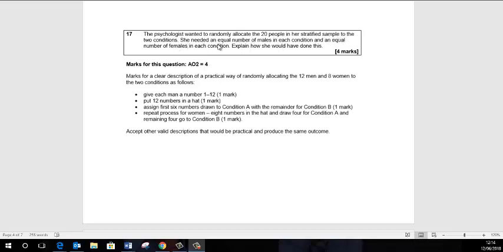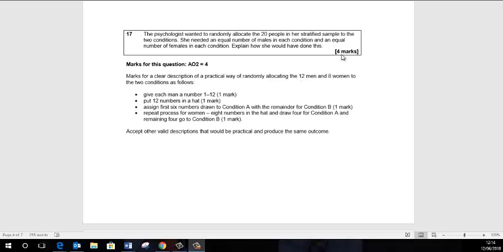Okay, so this question is: a psychologist wanted to randomly allocate the 20 people in her stratified sample to the two conditions. So she needed an equal number of males in each condition and an equal number of females. Explain how she would have done this. Right, so they are expecting you to refer to the numbers. They also are expecting you to pick up on the fact that there are 12 men and 8 women. So that is really important. If you just give a generic answer, you're going to lose marks.